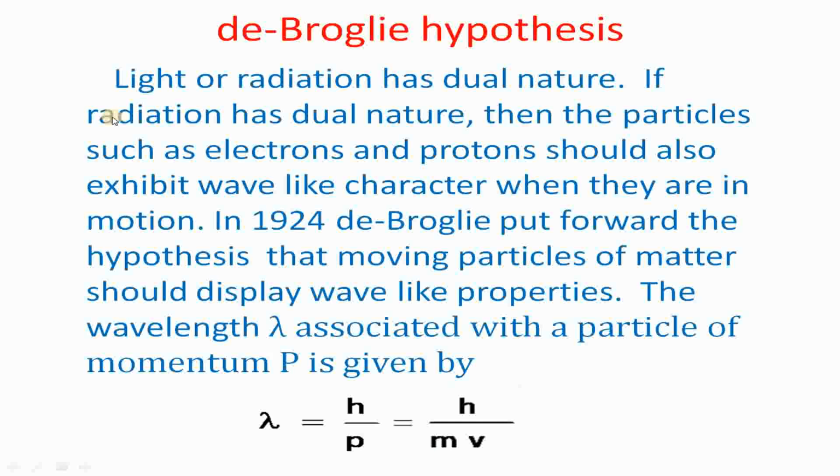By this time, we know that light or radiation has dual nature. If radiation has dual nature, then particles such as electrons and protons should also exhibit wave-like character when they are in motion. In 1924, de Broglie put forward the hypothesis that moving particles of matter should display wave-like properties. The wavelength lambda associated with a particle of momentum p is given by lambda is equal to h by p, which is nothing but h by mv. This is nothing but de Broglie hypothesis.